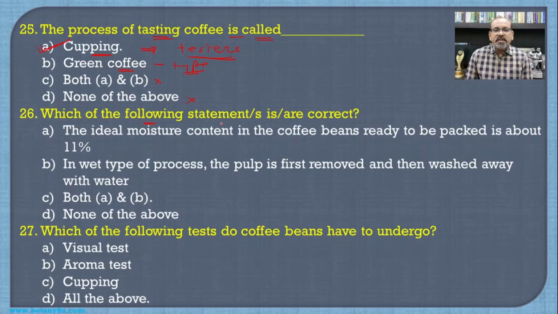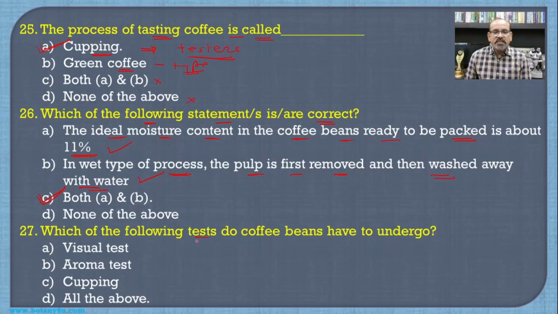Then, which one of the following statements is correct? The ideal moisture content in the coffee bean ready to be packed is about 11%, and this is the correct statement. Then in the wet process, the pulp is first removed and then washed away with water. This is also one of the processes during the processing of coffee, and hence it is also the correct statement, and hence both A and B are correct, and it becomes the answer for this question.